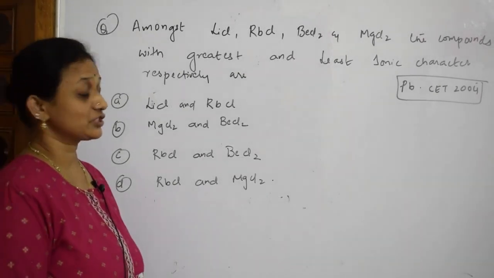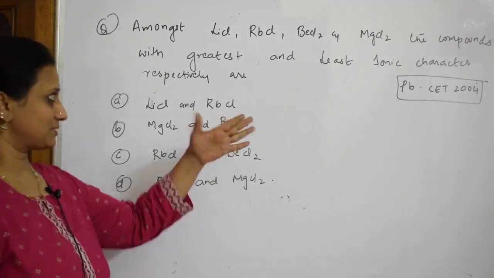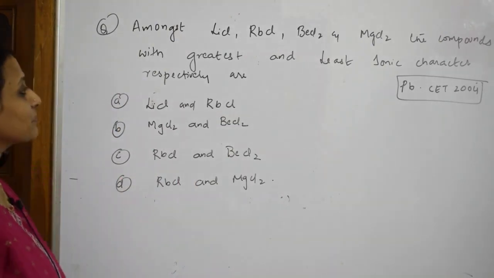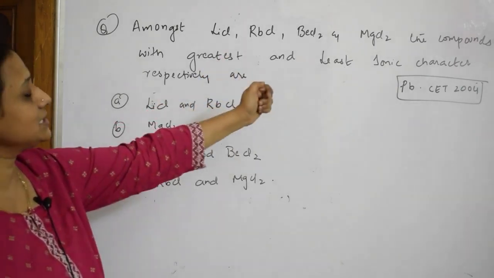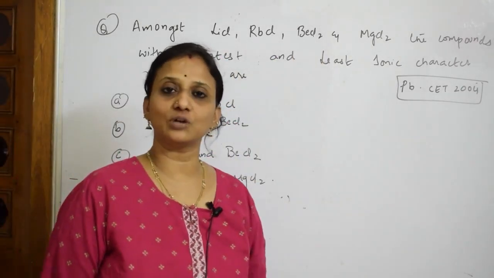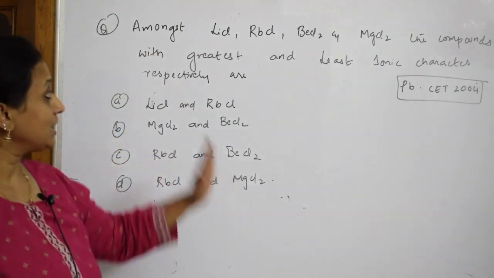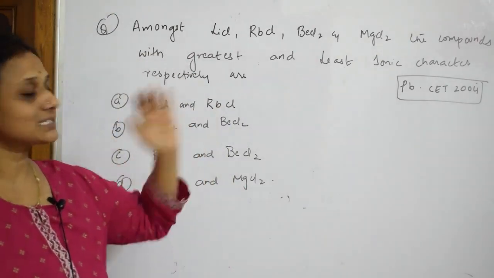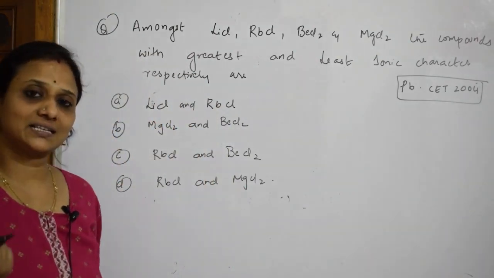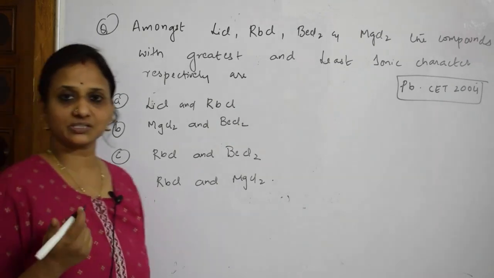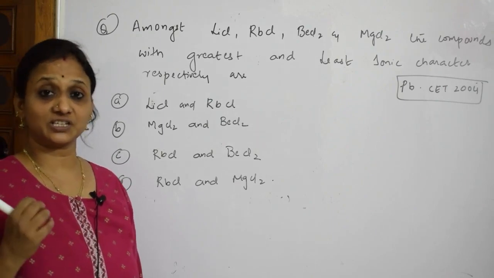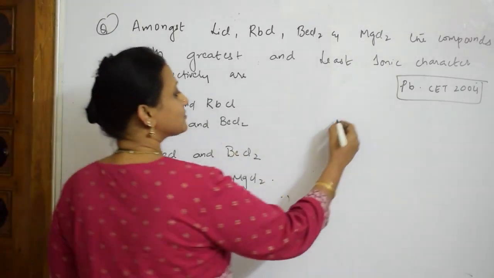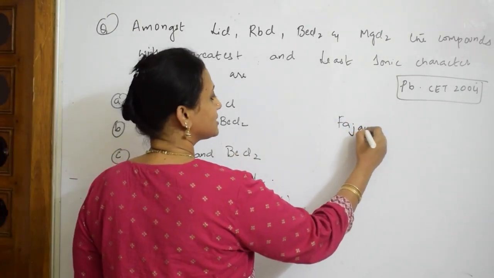Right. So one more question about lithium chloride and alkali metals. Very interesting question. What do they give us? Among LiCl, RbCl, BeCl2 and magnesium chloride, both alkali metals and alkaline earth metals, which compounds have the greatest and least ionic character? So how do I decide this? When an ionic character question is given, your concentration should directly go to the concept of Fajan's rule. Remember that. What does Fajan's rule say? We have studied this.